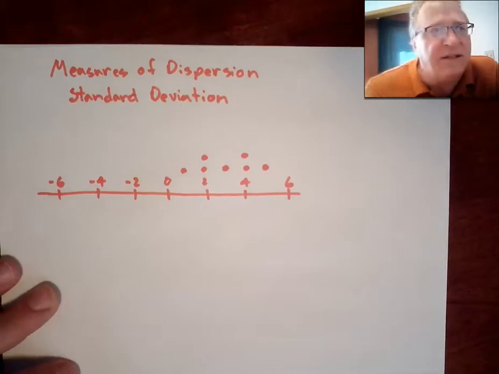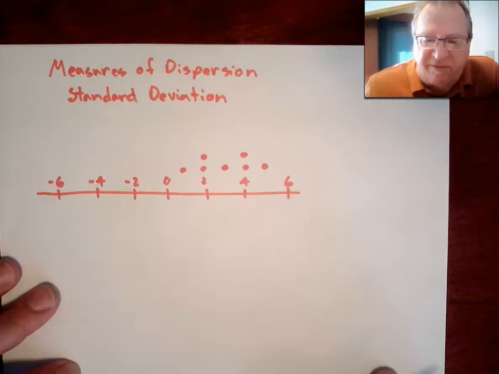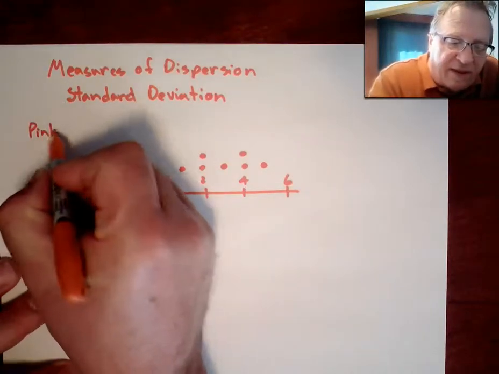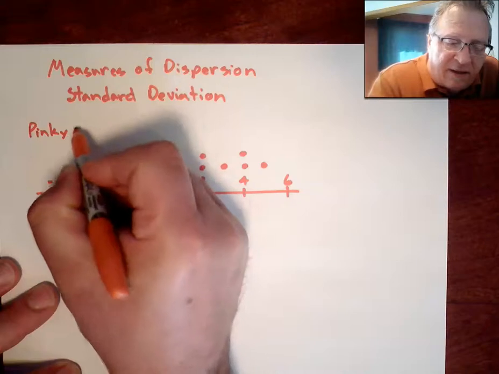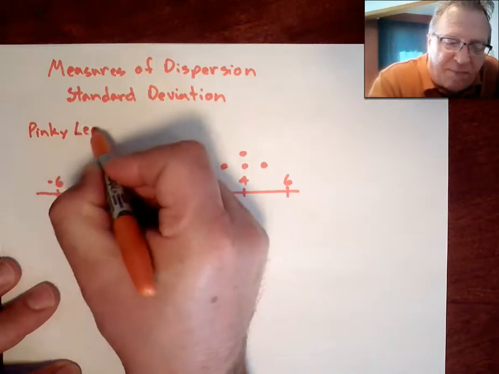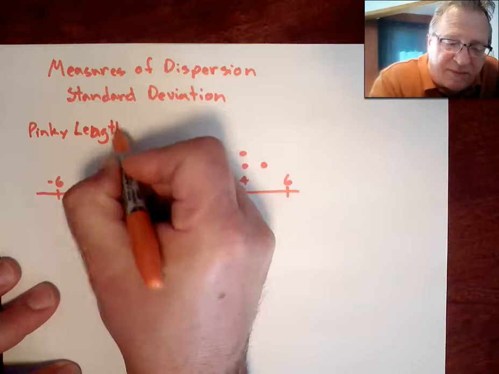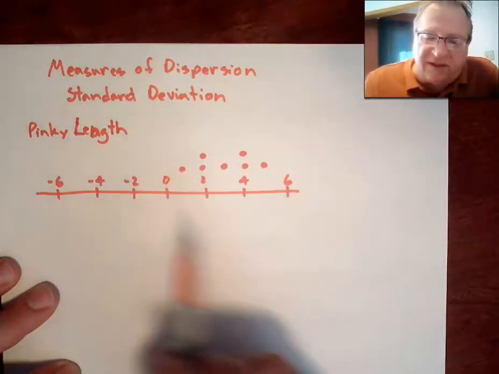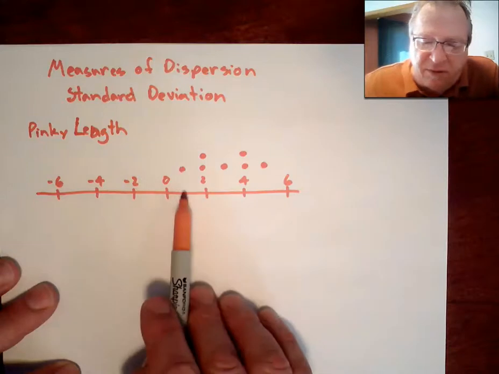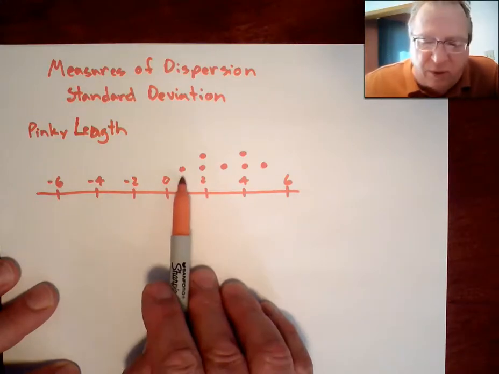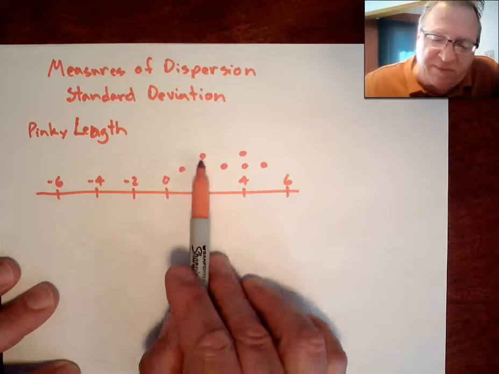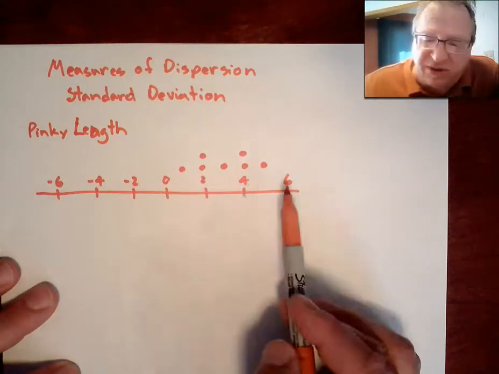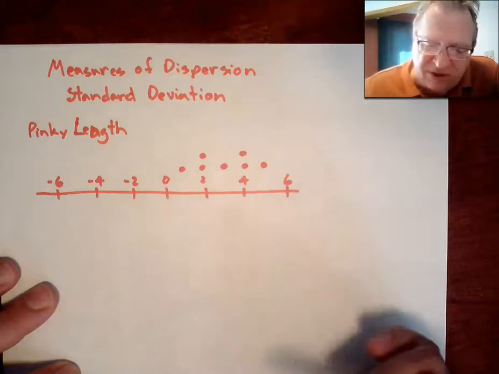And let's say I've measured the length of a whole bunch of people's pinky. Can't spell it. Pinky length. And let's say, well, let's see, what did I get? One person had a short pinky. It was only 1 inch long. A couple of them were 2 inches long. One was 3 inches long. A couple were 4 inches long, and one was 5 inches long.